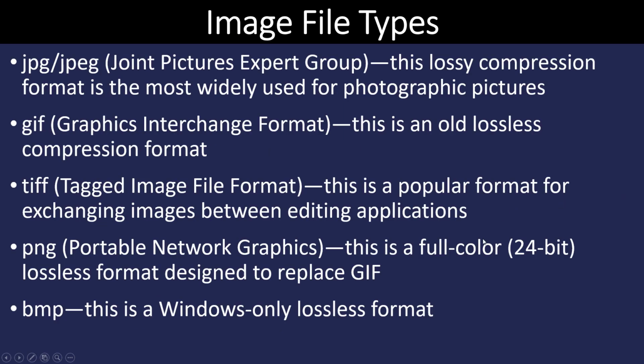Image files come in many different formats. JPG or JPEG is a commonly used image type, but you also have GIF, TIFF, PNG, and BMP, which are used frequently as well. And these all may be associated with your video or your digital photo imaging software.